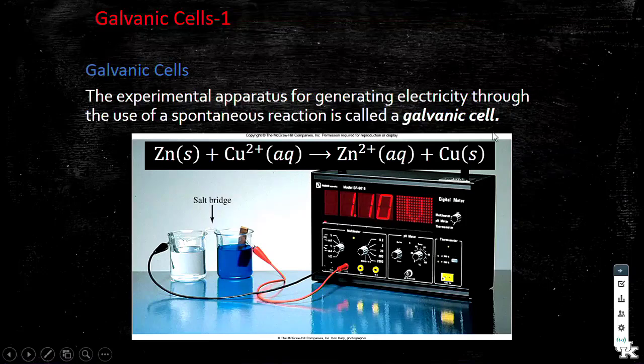All right. If the reaction is spontaneous, that means this reaction happens on its own. We know what spontaneity is. It means delta G is negative, right? If it's spontaneous, we call it a galvanic cell. Some people call it voltaic, galvanic or voltaic cell.